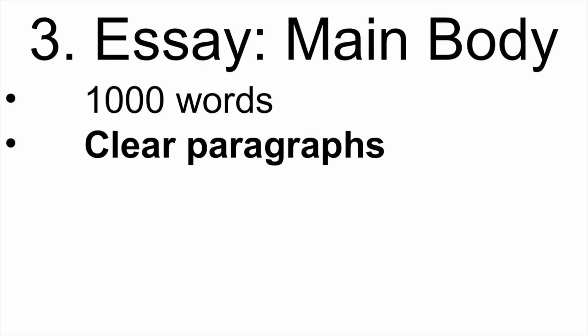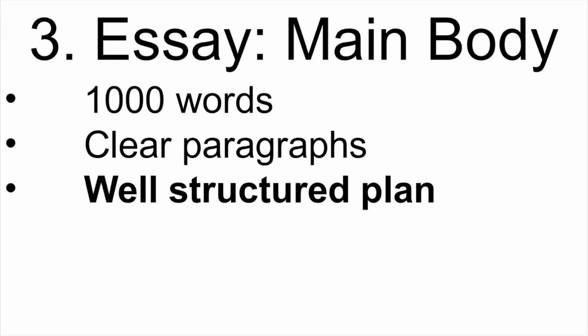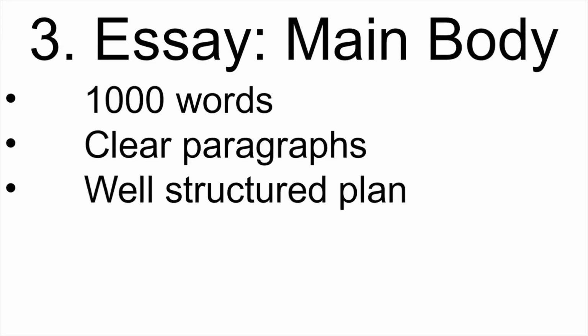The main body of text can be around 1,000 words in length. It should have clear paragraphs and a well-structured plan to secure a good flow. One way of creating simple and easy structure is to have a series of paragraphs that compare and contrast a variety of similarities and differences between 2 artists or art forms.